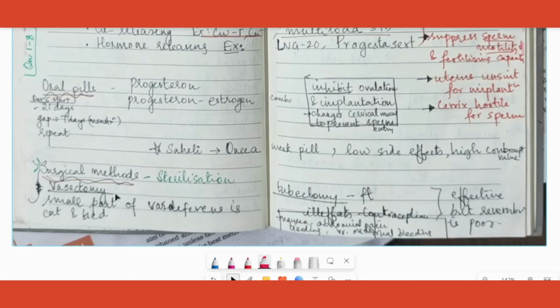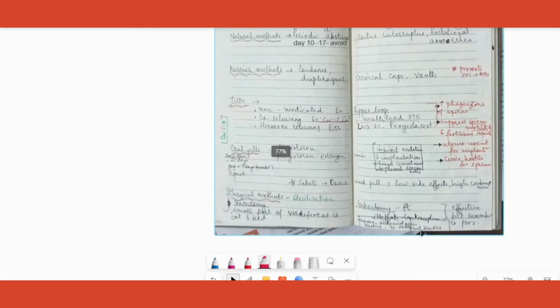Next is vasectomy and tubectomy. Making a tiny cut in the vas deferens is called vasectomy, done in males. Tubectomy is the same thing done to the fallopian tube. Okay, that is called tubectomy, and both of them are very effective. But the problem with them is that they have very little reversibility. If you want to reverse it, it's not possible.